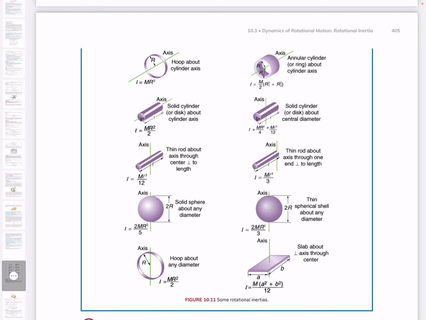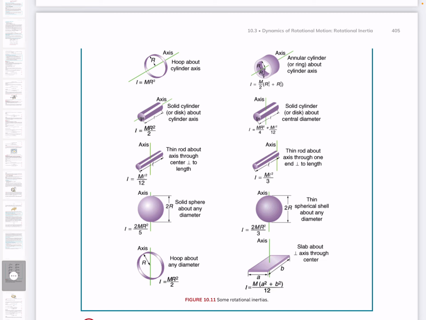If you move to the right, you'll see the same object, but now we're rotating it on its end. So it's like you take your pencil, you hold one very end of the pencil, and then you spin it around, okay? And that's what we're doing. And in that case, the moment of inertia is the mass of the object times the length of the object squared divided by 3. So it goes up quite a bit when you do that.